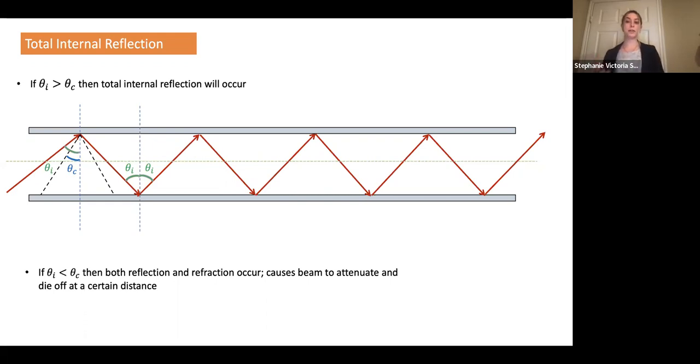And so if the incident angle is less than the critical angle, what will happen is that it will reflect, but it will also refract. And because of this, it's losing light more and more until it eventually will die out. So for total internal reflection to occur, we need to make sure that we have the right indices of refraction to make sure that this incident angle based with the critical angle can allow reflection.